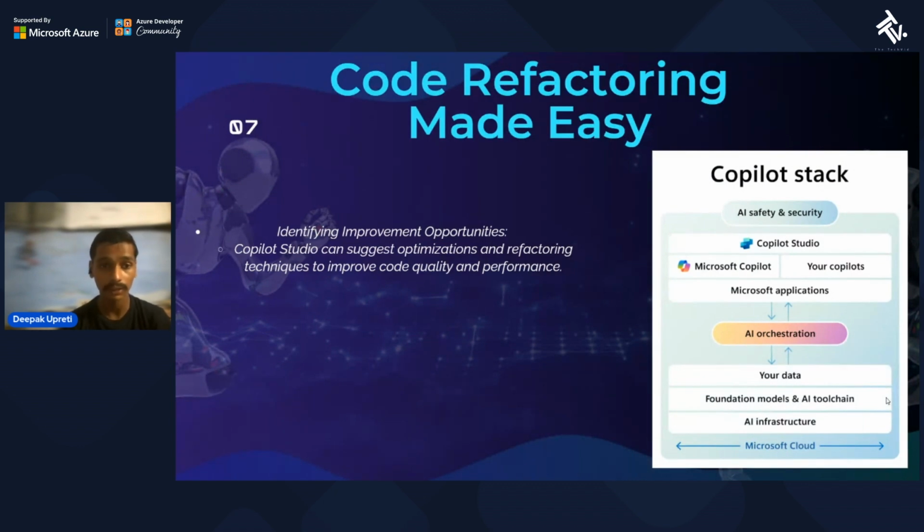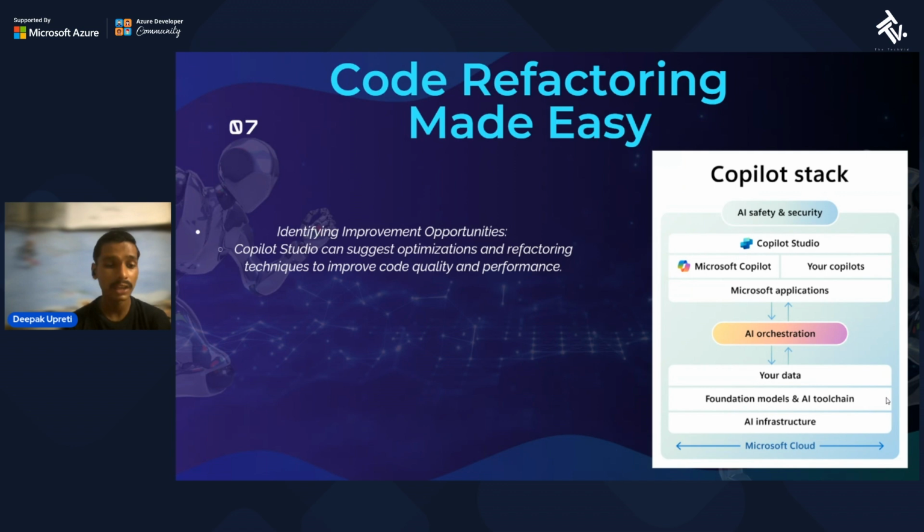Code refactoring is an essential practice in software development aimed at improving the structure, readability, and performance. However, the process can be time consuming and requires a keen eye for identifying improvement opportunities. This is where Copilot Studio comes into play, making code refactoring a breeze. Let's explore how Copilot Studio simplifies and enhances the refactoring process, identifying improvement opportunities.